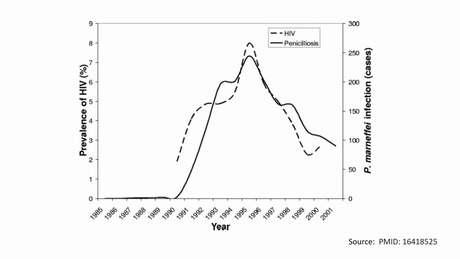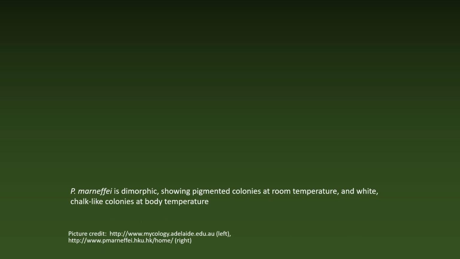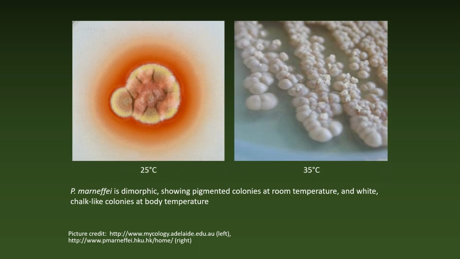This graph is from Chiang Mai, Thailand. It shows the concomitant rise and fall of HIV infection on one hand and P. marneffei infection on the other. T. marneffei is dimorphic, showing pigmented colonies at room temperature and white, chalky colonies at body temperature.